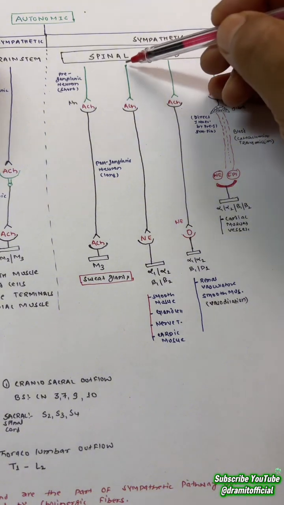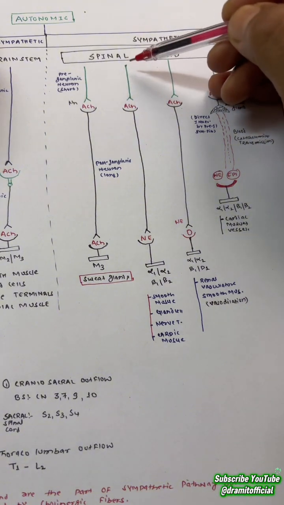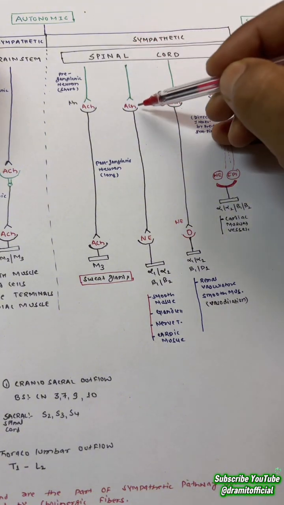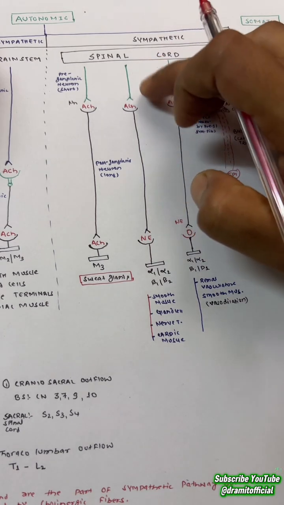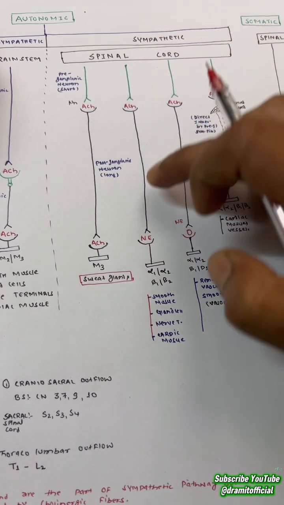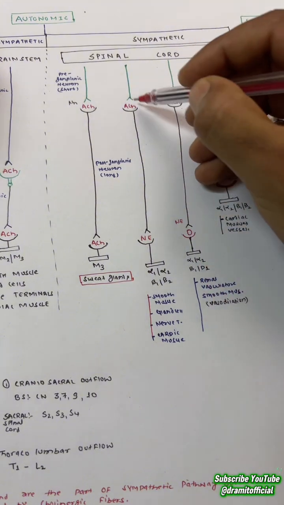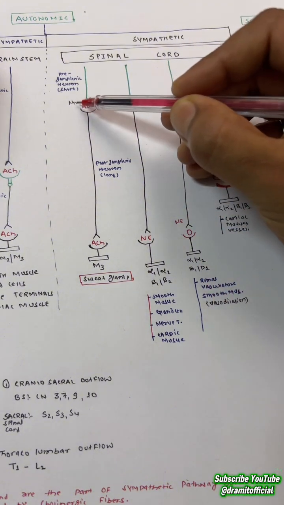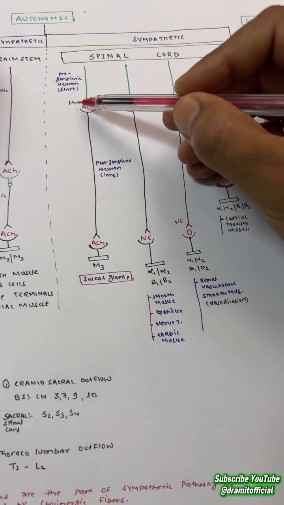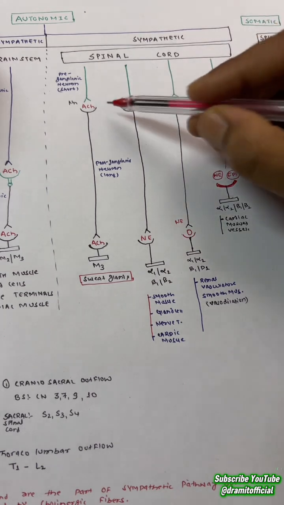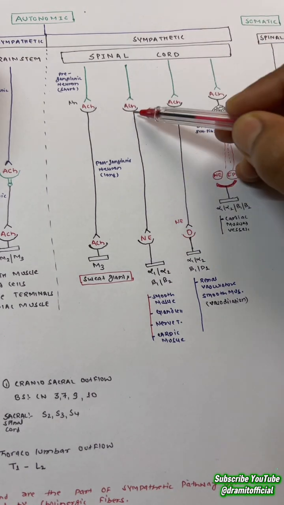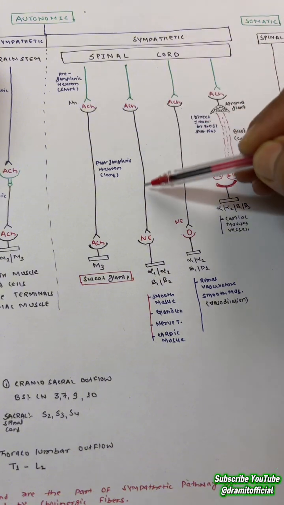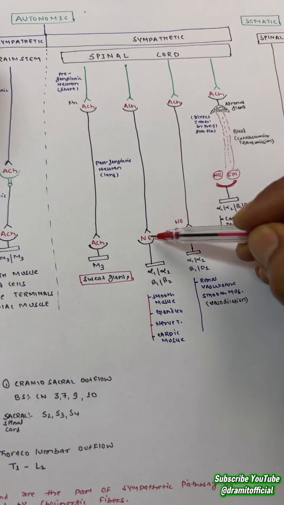Now this preganglionic neuron starts from the spinal cord and ends in the ganglion. As we all know, the ganglion is a place where the preganglionic fiber ends and the postganglionic fiber starts. In the ganglion there is a receptor called the NN receptor. This nicotinic neuronal receptor is a protein and it receives the ACH. So in the ganglion it receives the ACH. Now from here a postganglionic neuron starts and it releases norepinephrine.